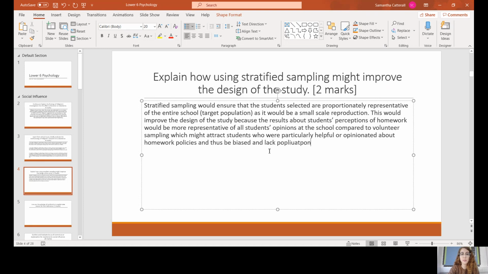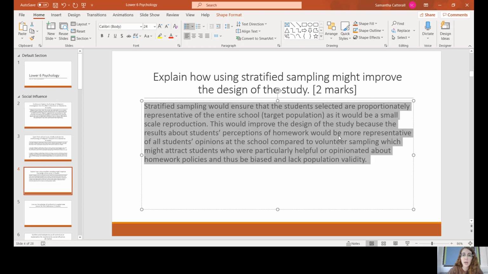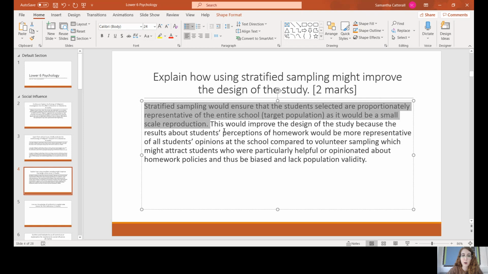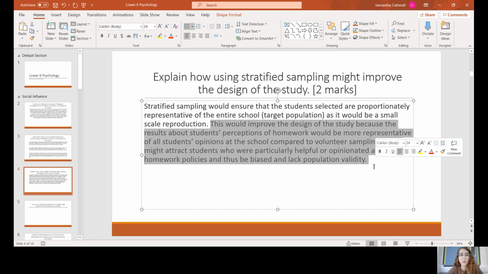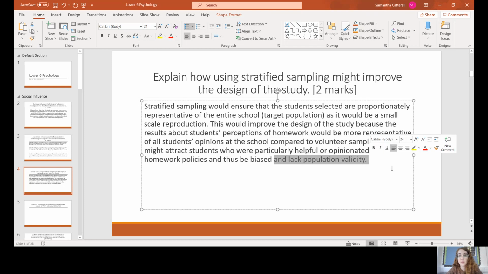Population validity. This is probably way too detailed for 2 marks, but this is a perfect answer. It's not perfect, but it'll get you 2 marks. So there you go. Compare this to what you did. You need the first sentence for 1 mark, and then you need this bit for the next mark. You could probably just say that it would be more representative than volunteer and why. And then if you put some terms in, that's probably better.